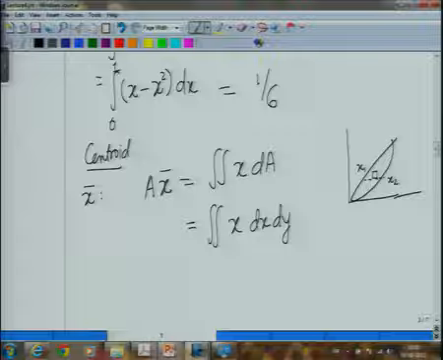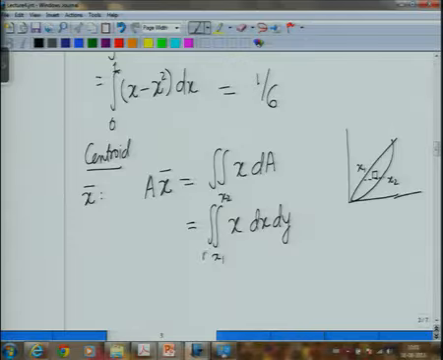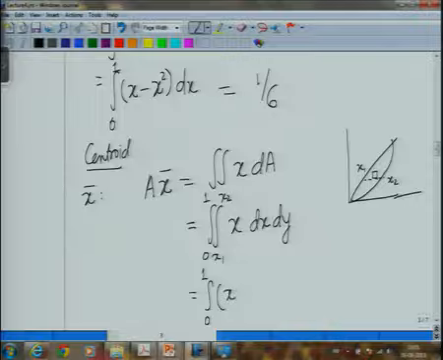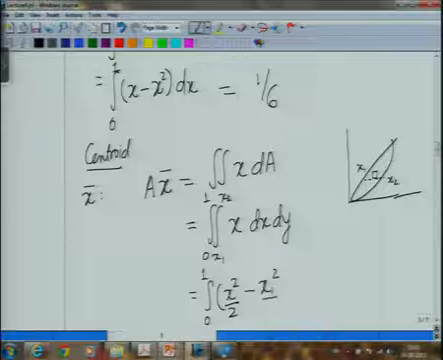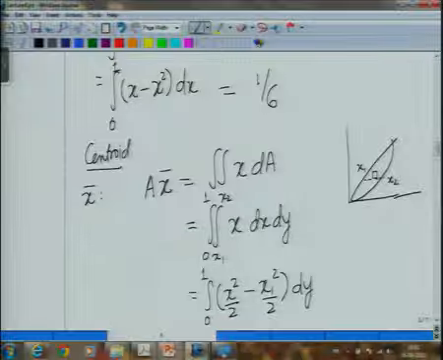So, now the limits on x will be from x1 to x2, y will go from 0 to 1. So, how do I integrate now? What is x dx? This becomes equal to integral from 0 to 1 of x2 square by 2 minus x1 square by 2 dy. Okay.